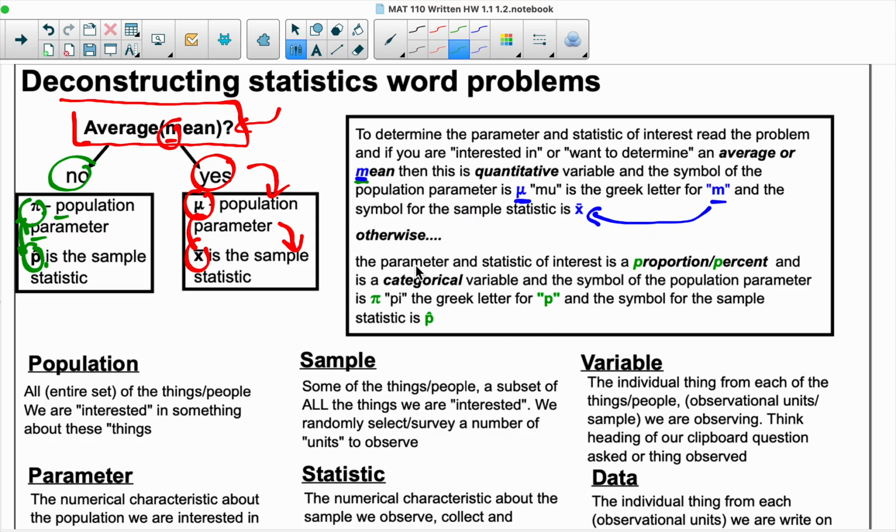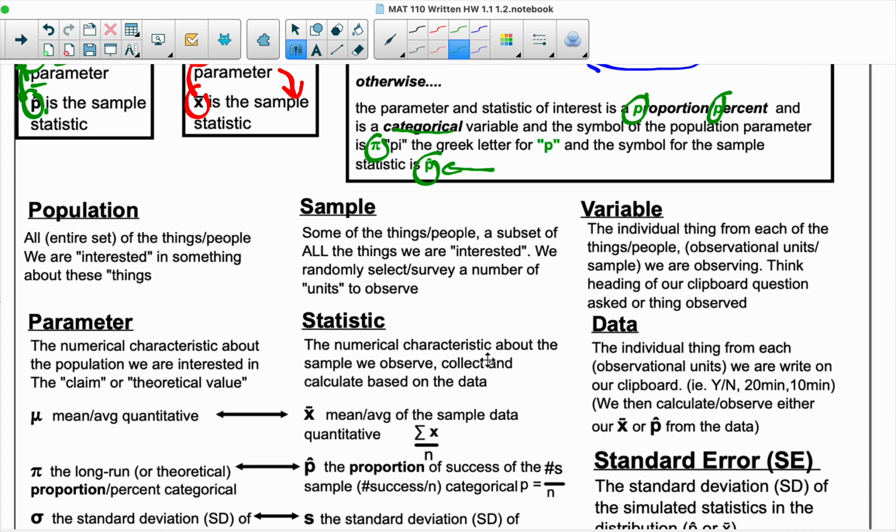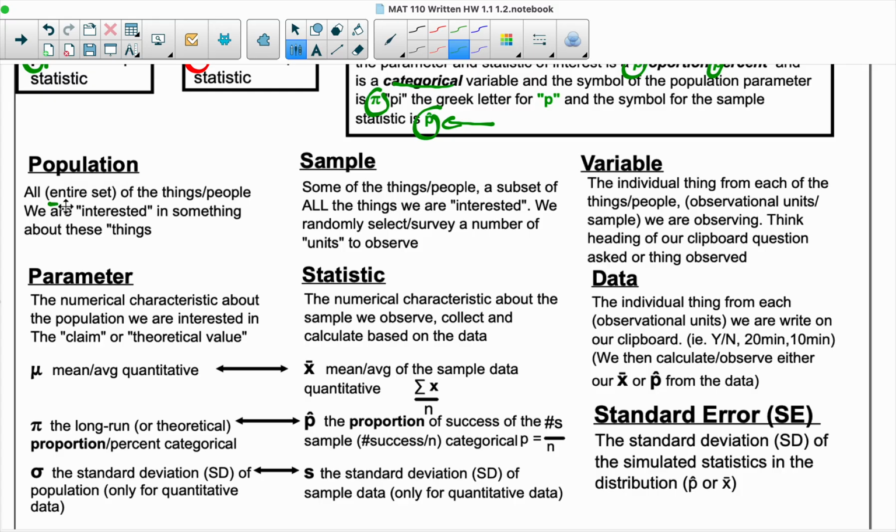Otherwise, when we're talking about categorical data, we're talking about proportions or percentages, which is the letter P. Pi is the Greek letter P, and then p hat is the symbol we use because that's the Roman letter. When we're talking about the population, we're talking about all the things and just the things. When we take a sample, we took a subset of some of the things that we're interested in. And each of those units or the characteristic we're observing are the observational units. And we'll talk more about this after.